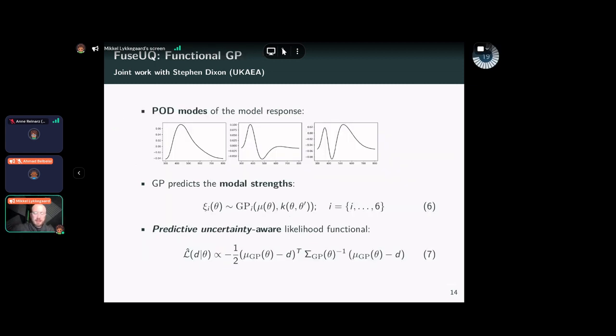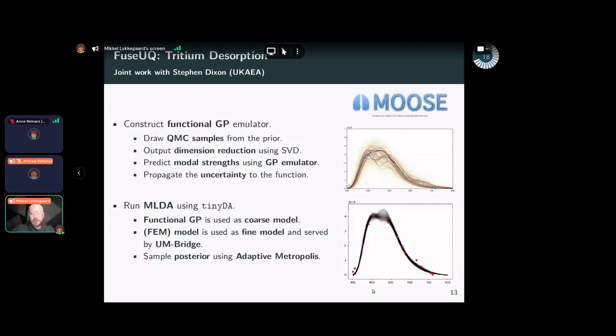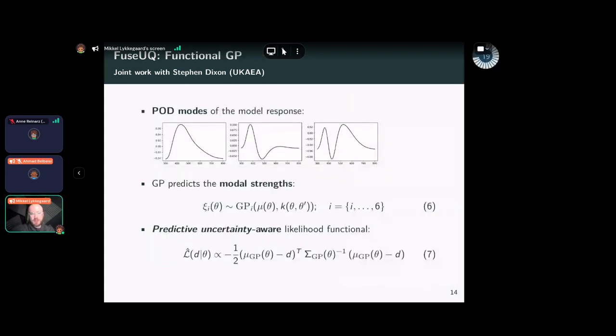And this is a write-up about how this functional GP approach works. We wanted to simulate the entire curve and not just the value at the data points. So we did a proper orthogonal decomposition of the output curve, and then you can emulate the modal strengths of this POD decomposition with a GP and project that back into the POD space for the emulator.